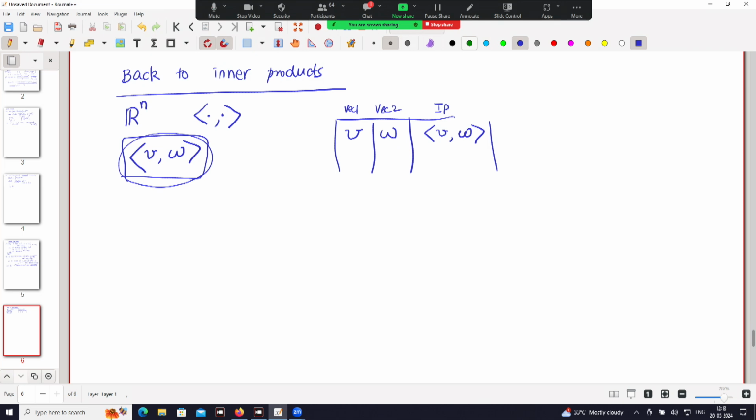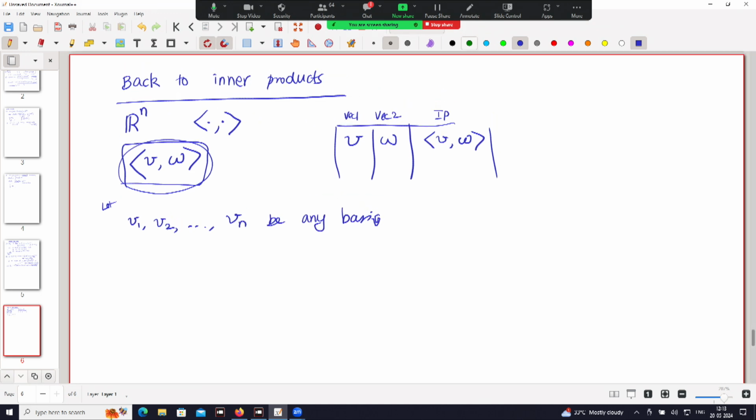Basis, great. So we could just start with the basis. That is the first observation. Let us start with the standard basis of Rn. We could pick any basis really. So let v1, v2, up to vn be any basis. For example, you can take the standard basis: 1 0 0, 0 1 0, and so on.